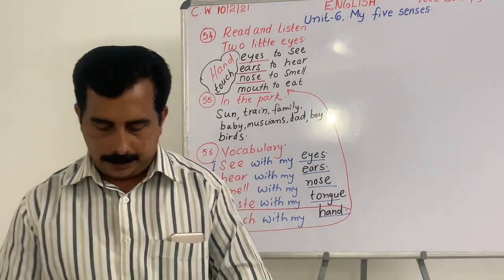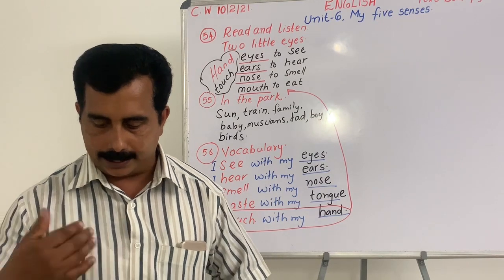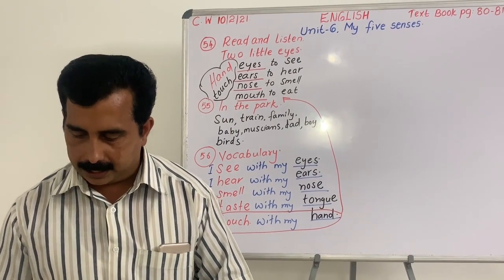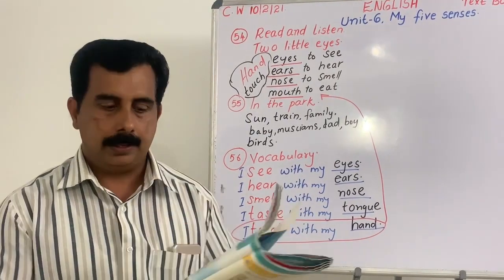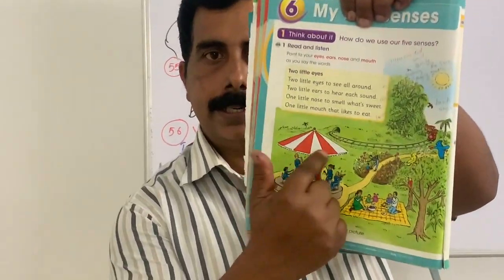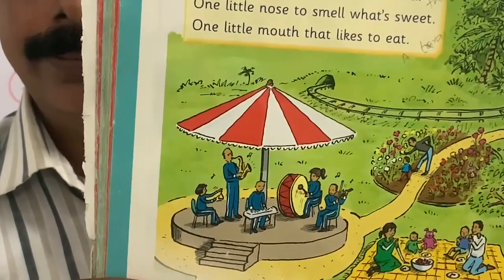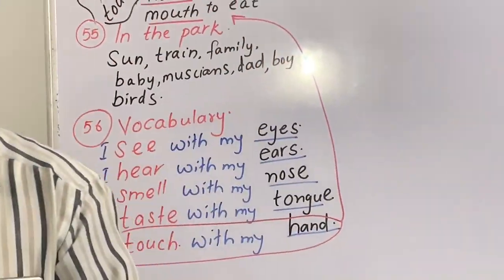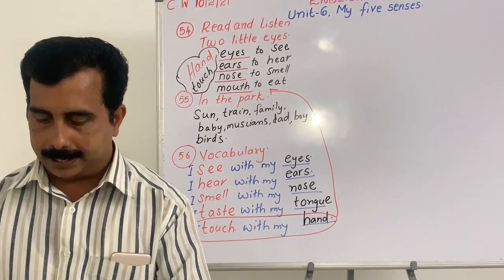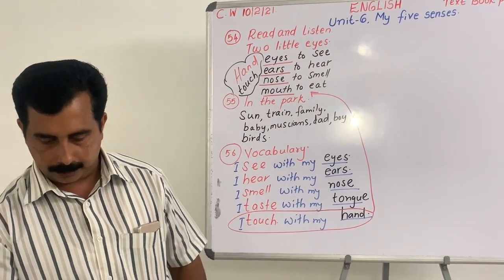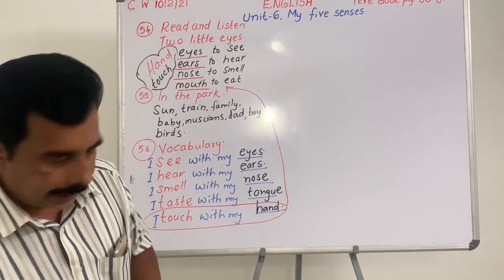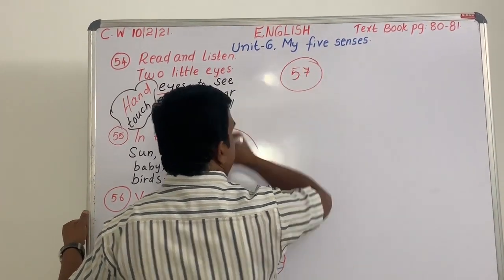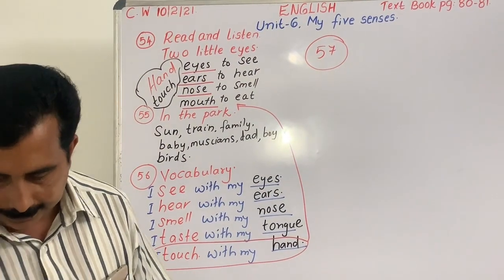Okay, now there's a beautiful song. Sing a song. 5 musicians are playing in the park. Listen to their instruments. Here, children, how many musicians are there? 5. Okay? Listen to their musical instruments and tell me which are the musical instruments. Okay, just I will write it on the board. CD track 57. Okay? And musicians.